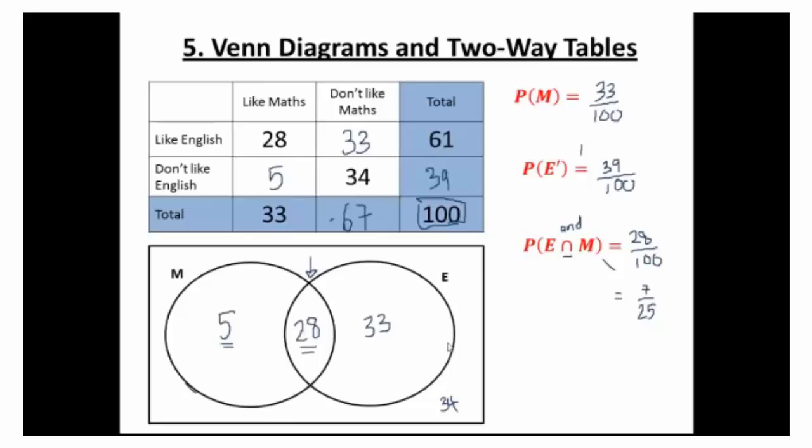Okay, now the way you can check that you've made the Venn diagram properly is all of these numbers, 5, 28, 33, and 34, they should add up to the total number of people in our survey in this case. So if I add 5 plus 28 plus 33 plus 34, I should get 100 total. So let's just check that. 5 and 28 is 33, plus another 33 is 66, plus 34 equals 100. So I know I've done it right. Okay, so that's how we set up a Venn diagram from a two-way table.